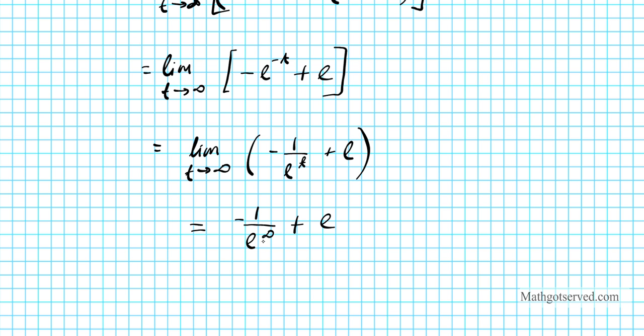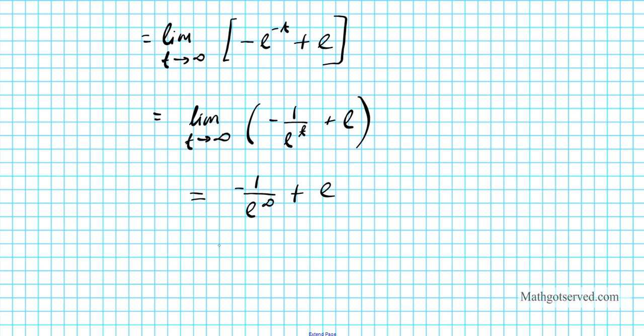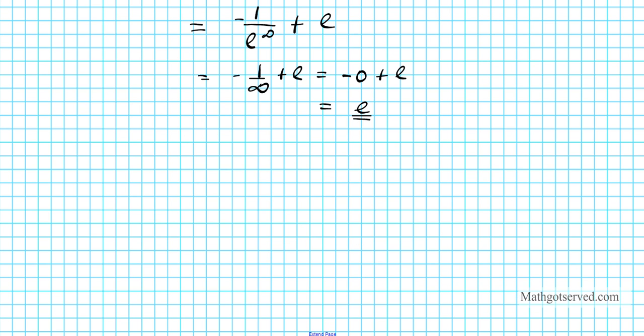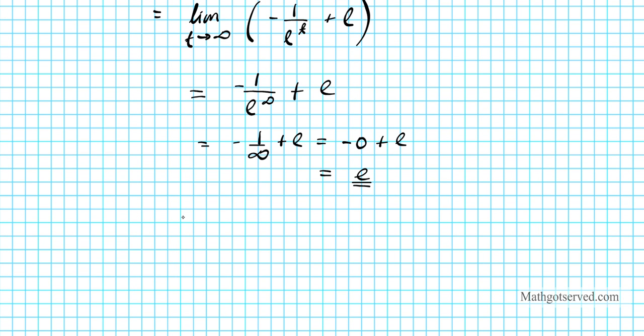All right, so what is e to the infinity? Remember, e is a number, right? If you raise a positive number to infinity, you're going to get infinity. So this is going to be -1 over infinity plus e. So what is 1 over infinity? Negative 1 over infinity is going to be negative 0 plus e, which is basically e, because 0 has no orientation. So that is the value of the area from negative 1 all the way to infinity. This improper integral from negative 1 to infinity of e to the negative x dx equals e.